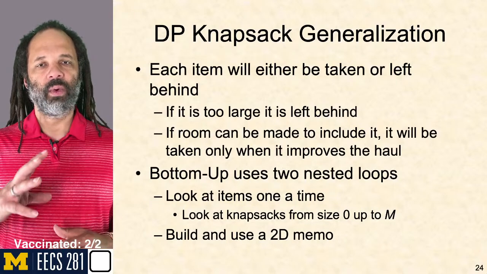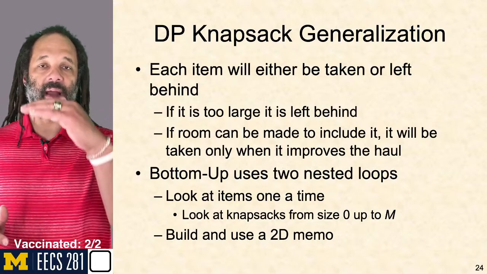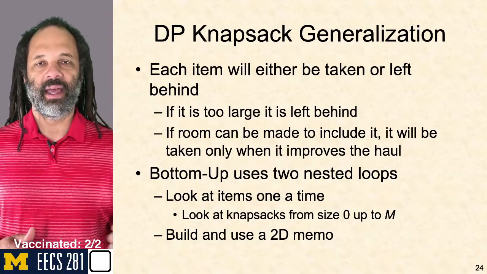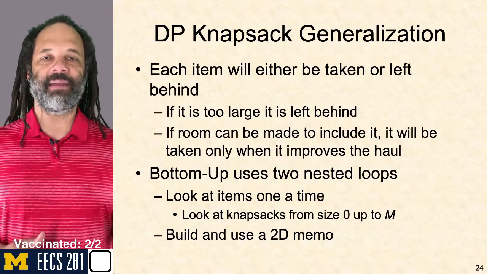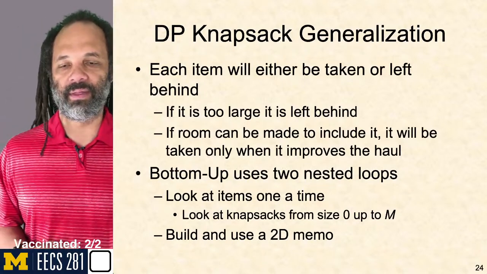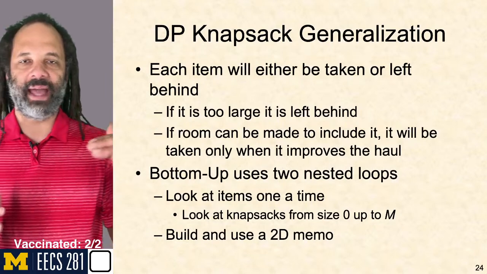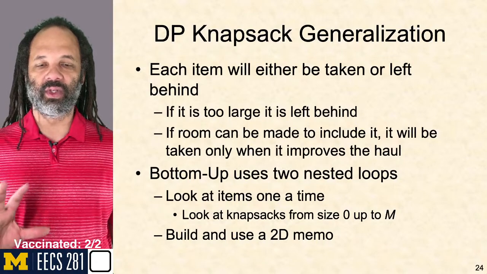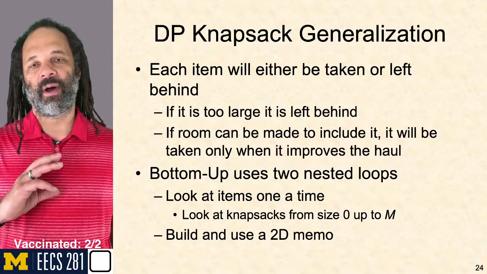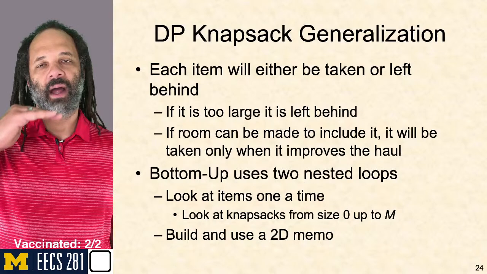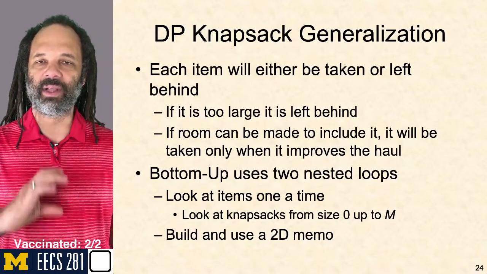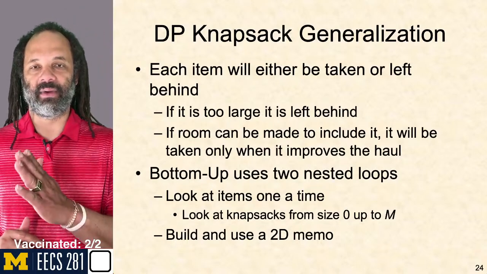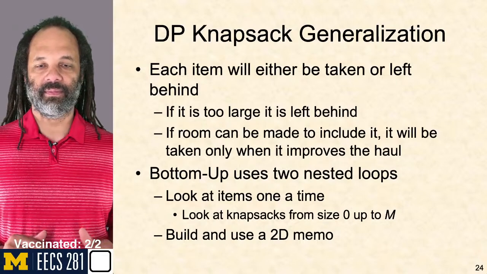So in bottom up, we will use these two nested loops. We'll look at our items one at a time, the first item, and we'll see which bags it fits in. And then we'll add the second item and see which bags it fits in and improves the haul with. And then we go to the third item and see which bags that fits in and where it improves the haul, and so on. We're going to build and use this 2D memo, and we're going to go from our 0 items all the way to the n items. And as I'm looking at each one of those n items, I'm going to look at bags that go from size 0 all the way up to m.